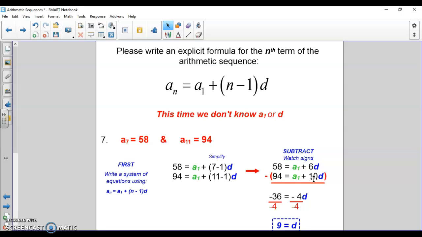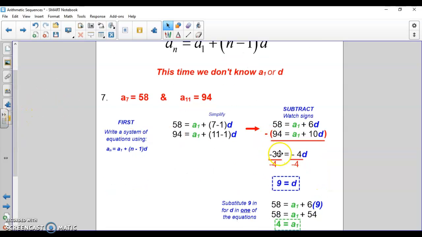Systems, we added them. This week we're just going to subtract them. I don't want to sit here and multiply it by a negative 1. Just subtract it. Just watch your signs. 58 minus 94 is negative 36. A1 minus A1, they cancel out. 6d minus 10d is negative 4d. Divide by negative 4, you have your common difference, which is 9.